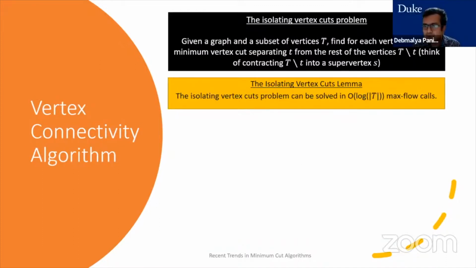Okay, so what's the isolating vertex cuts problem? It's exactly like the isolating cuts problem, except that we are dealing with vertex cuts. I'm again given a graph and a subset of vertices T, and now I want to find, for every vertex little t in this subset, a minimum vertex cut that separates little t from the rest of the vertices in T. Using basically exactly the same techniques as earlier, we can show that the isolating vertex cuts problem can also be solved in log T max flow calls.